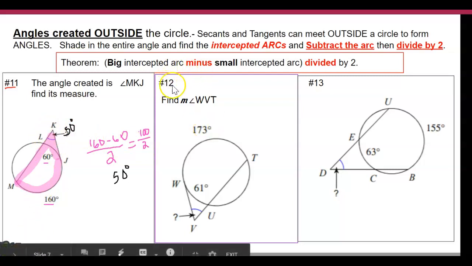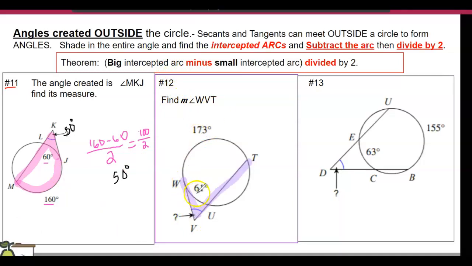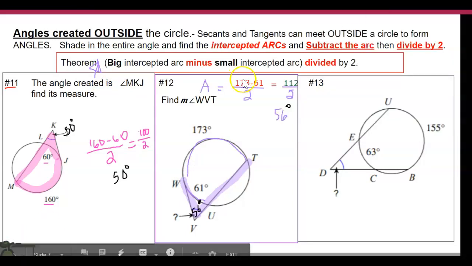Go ahead and try number 12. So if I trace it, these are the two arcs that are intercepted. 61 degrees and 173. Look at your formula right here. Use your notes. So the big arc minus the small arc is 112 degrees. Divided by 2 is 56 degrees. So the measure of angle WVT is 56 degrees.